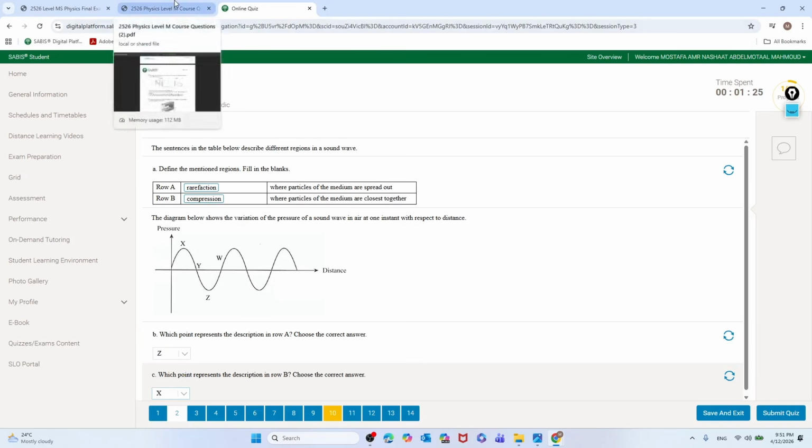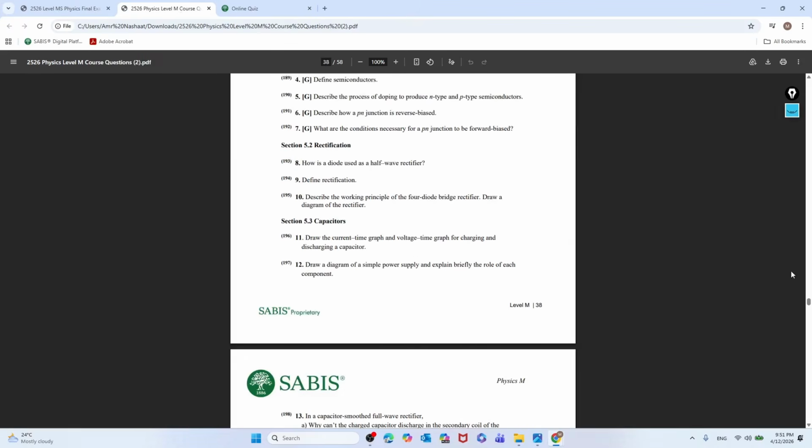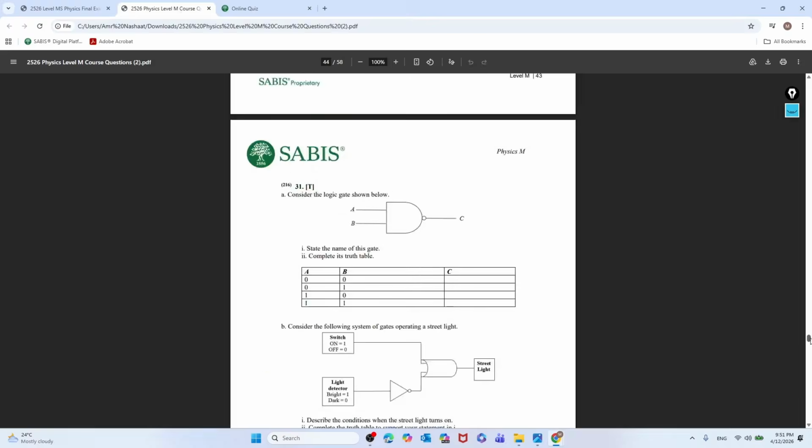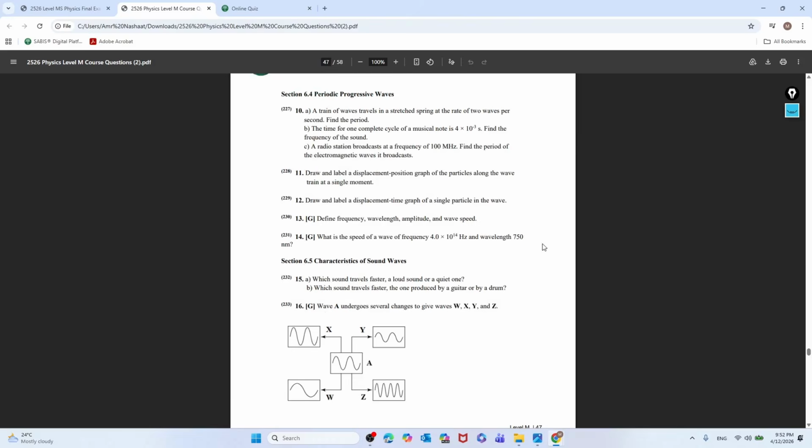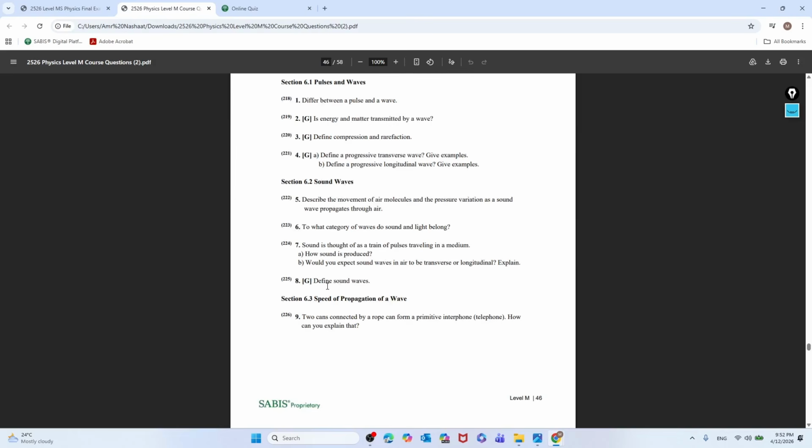I also want to solve question 8 in the CQD for chapter 6. Define sound waves. Sound waves are longitudinal mechanical waves which need a medium. They're going to ask about this in the exam. They will ask about it.